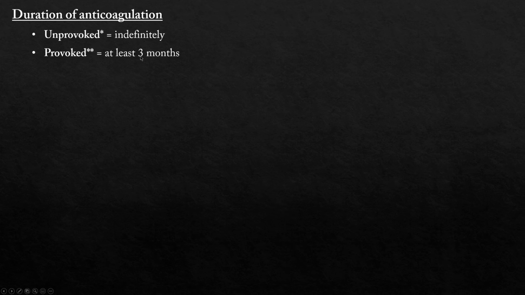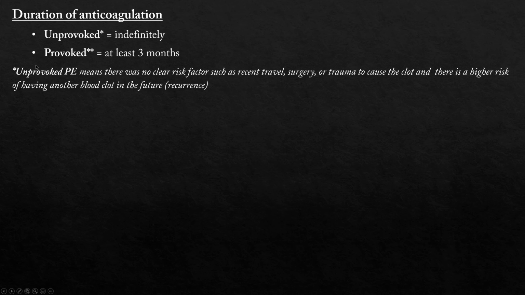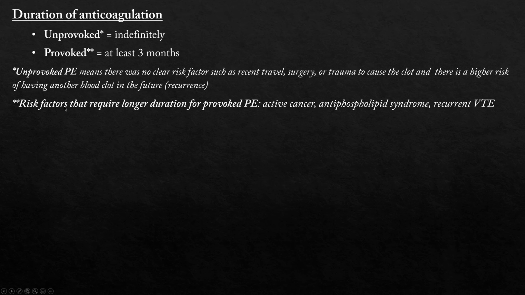Now in real life, this is a spectrum. Maybe it depends, like the risk is mild, only a mild risk factor or provoking disease, maybe 3 months, maybe 6 months, maybe a year. It depends. All right. So unprovoked PE means that there is no clear risk factor, such as recent travel, surgery, or trauma that caused the clot, and there is a higher risk of having another blood clot in the future, the risk of recurrence.